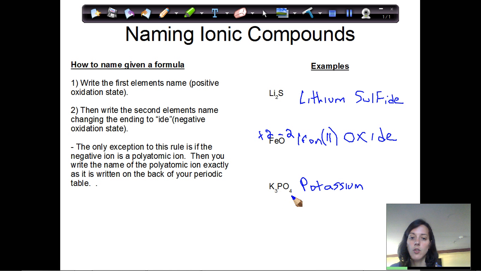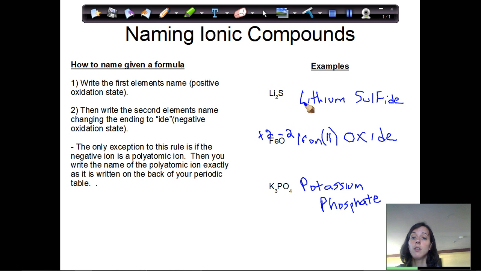PO4, if you look on your polyatomic ion chart, it is the bottom half of your ion sheet. And look in alphabetical order, you will find PO4, and it writes what its charge is, but it's not written as a compound here. But PO4 is always called phosphate, so we will not change the ending of that, and we will just call that phosphate. So K3PO4 is called potassium phosphate. And those are the 3 different variations for naming ionic compounds.